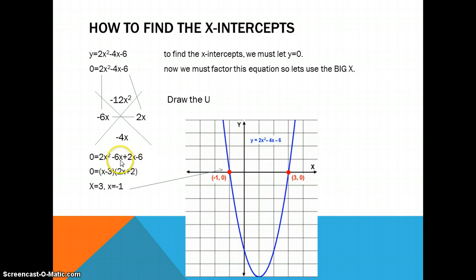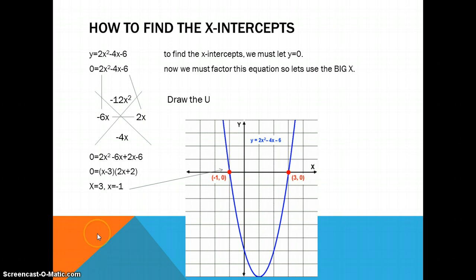Now you look at these first two terms. We have to figure out what can be taken out of these two. A 2x can be taken out of here, and what was left over is an x minus 3. And then in this one, a 2 can be taken out, and what's left over is an x minus 3. So altogether, you can write it as x minus 3 times 2x plus 2. Then you set both of these equal to 0, which concludes that we get x equal to 3 and x equal to negative 1, which became our two x-intercepts on this graph right here.